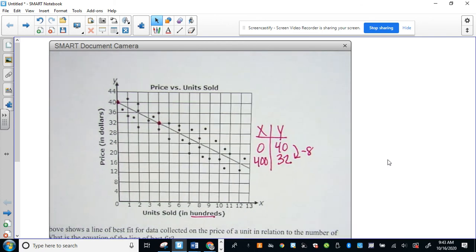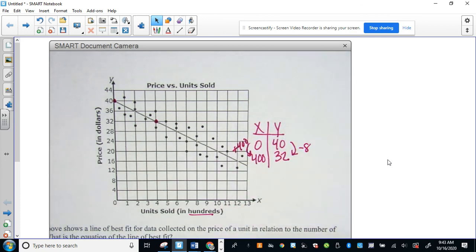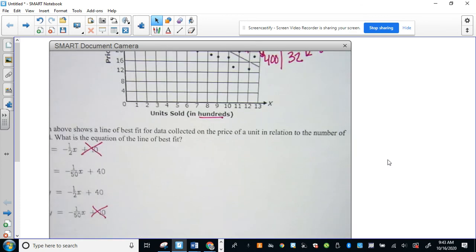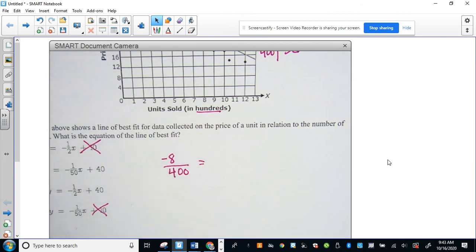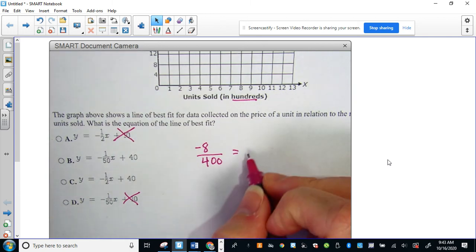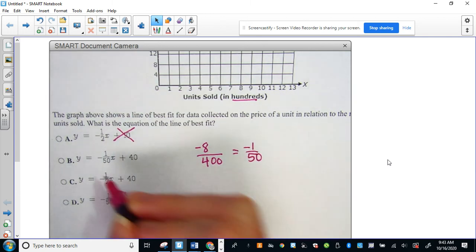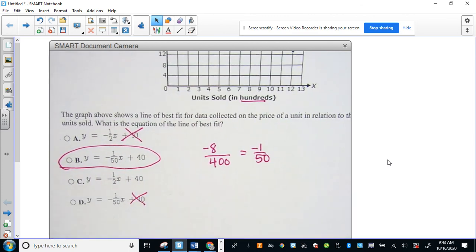So I just dropped 8 and gained 400. So if I do -8 over 400, is that closest to 1/50th or 1/2? Well, obviously 8 over 400 is about 1/50th. -1/50. Answer choice B, that is number 15.